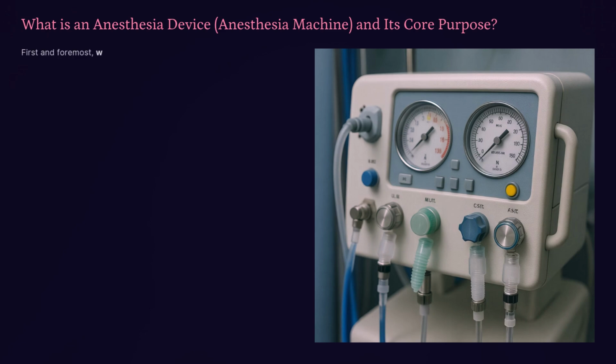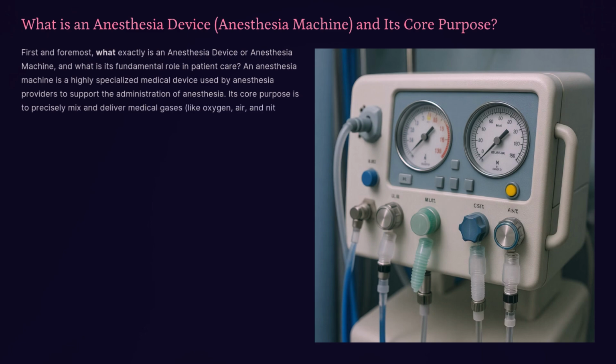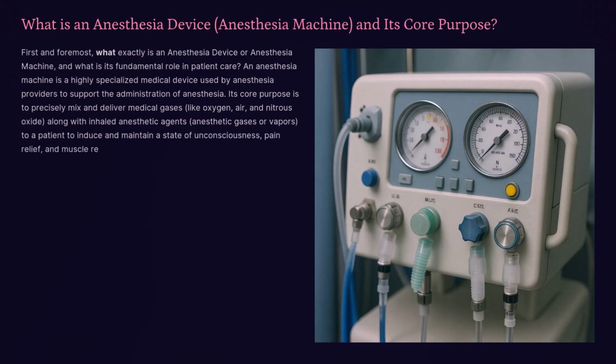What is an anesthesia device, anesthesia machine, and its core purpose? First and foremost, what exactly is an anesthesia device or anesthesia machine, and what is its fundamental role in patient care? An anesthesia machine is a highly specialized medical device used by anesthesia providers to support the administration of anesthesia. Its core purpose is to precisely mix and deliver medical gases, like oxygen, air, and nitrous oxide, along with inhaled anesthetic agents, anesthetic gases or vapors, to a patient to induce and maintain a state of unconsciousness, pain relief, and muscle relaxation, commonly known as general anesthesia.